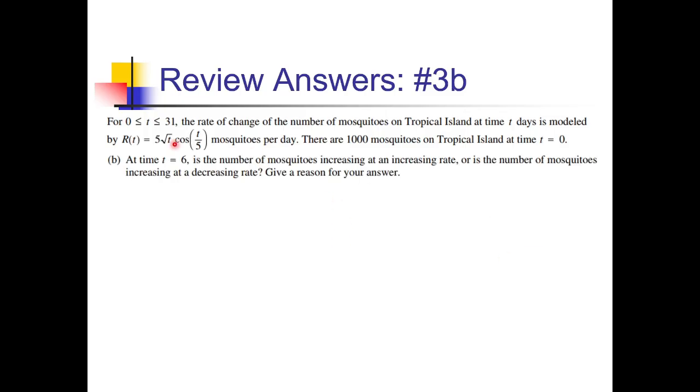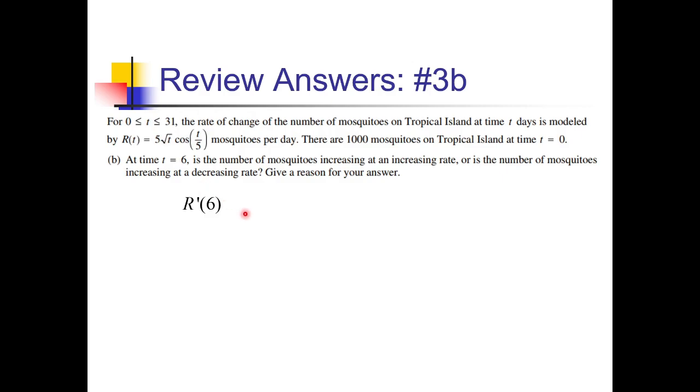For part B, at time 6, they're asking if the number of mosquitoes is increasing at an increasing rate or increasing at a decreasing rate, with a reason. Well, this one's going to be pretty quick. We just need to figure out the rate of change and see if that's positive or negative. So basically, we're just figuring out r prime of 6.